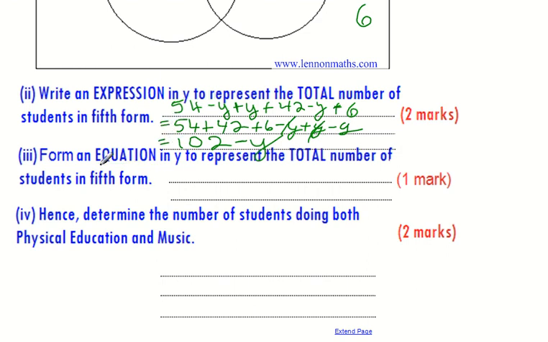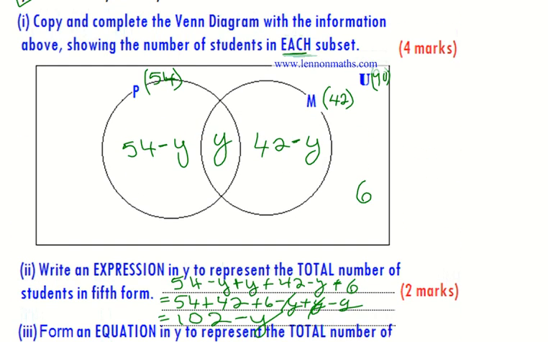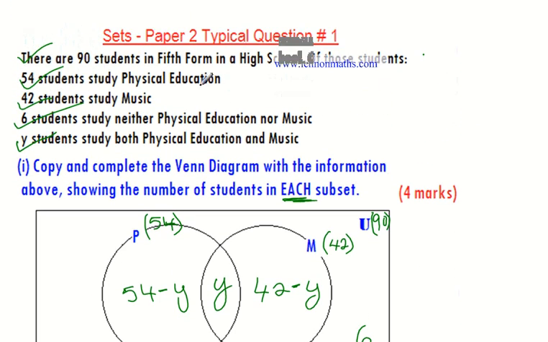Let's go down to the equation. One equal sign between. Now, what is this expression here? 102 minus y. Well, we know that the total number of students in fifth form, we were given that amount. Let's look at it. We're given that amount as 90 students. 90 students we had here in fifth form.